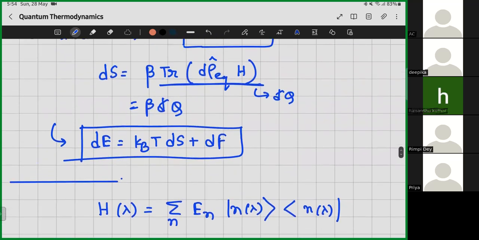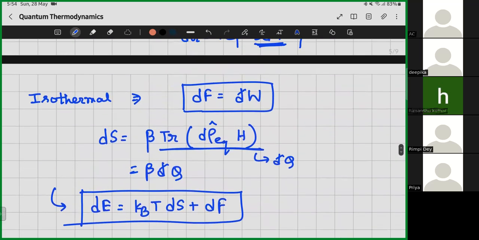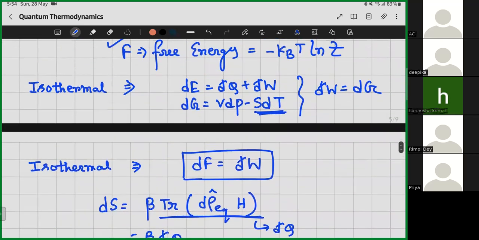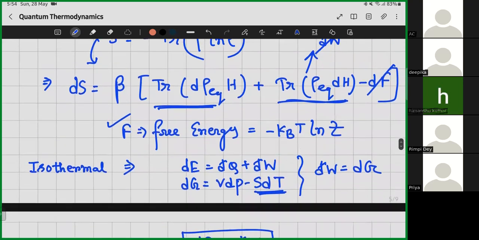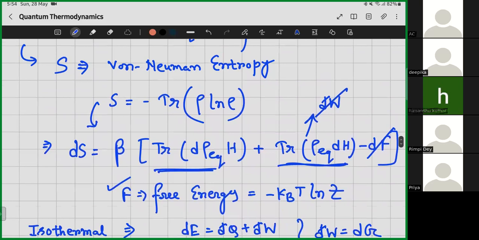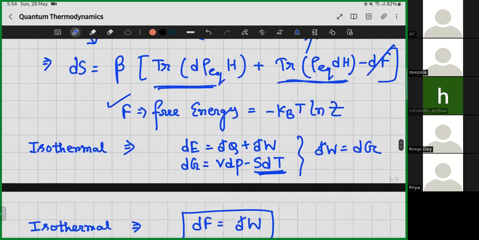So kBT is thermal energy. But S has a different unit, right? S is joule per mole per kelvin. I think these are the quantum mechanical dimensions. Okay, one minute. Whether quantum or classical, it should be dimensionally consistent. But beta should be there. Yes, beta should come there.